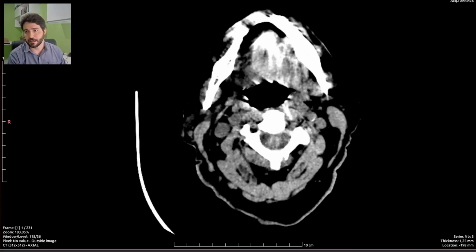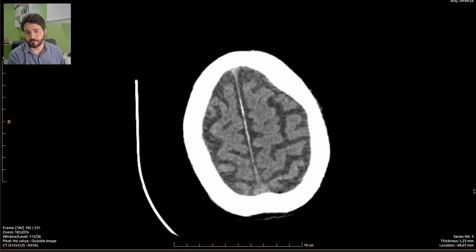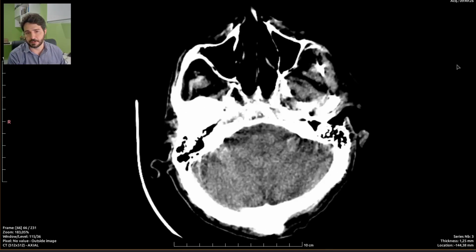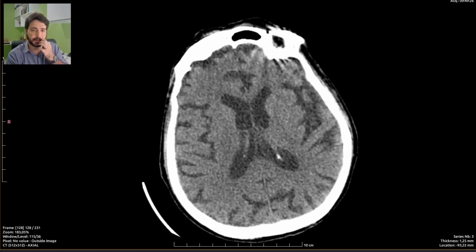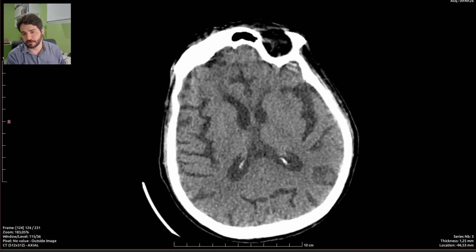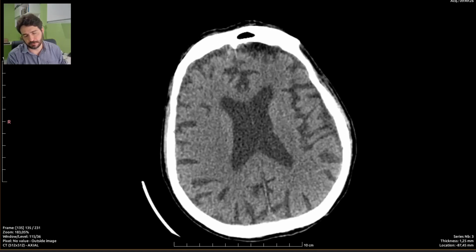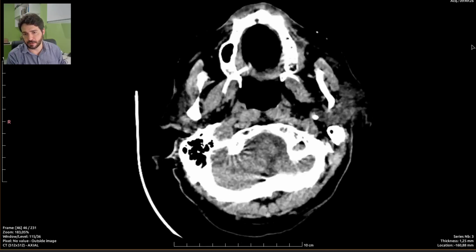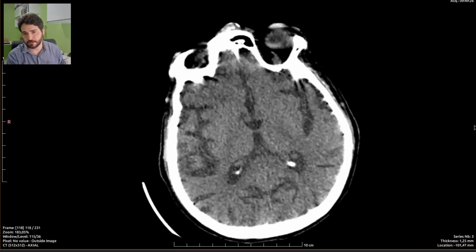We can say that the brain is reduced in volume, is atrophied. There is mild dilatation of the ventricles, some hypoattenuation of the brain's white matter, which points towards chronic white matter disease, which is very, very common in the elderly. Also atherosclerotic change to the carotid arteries.